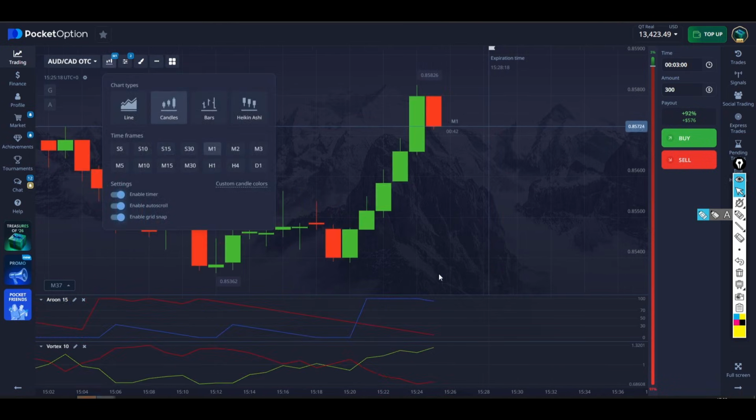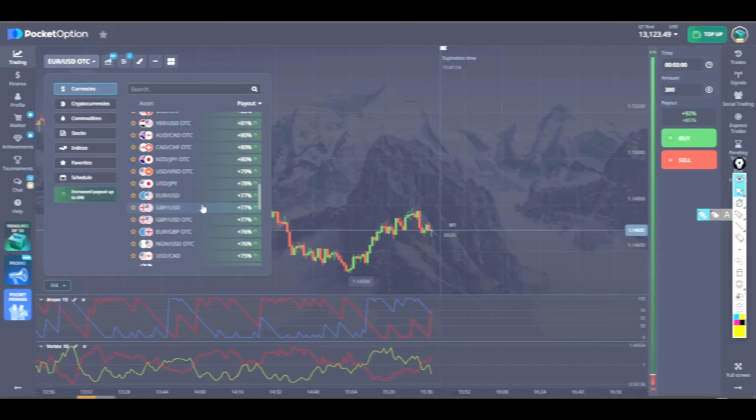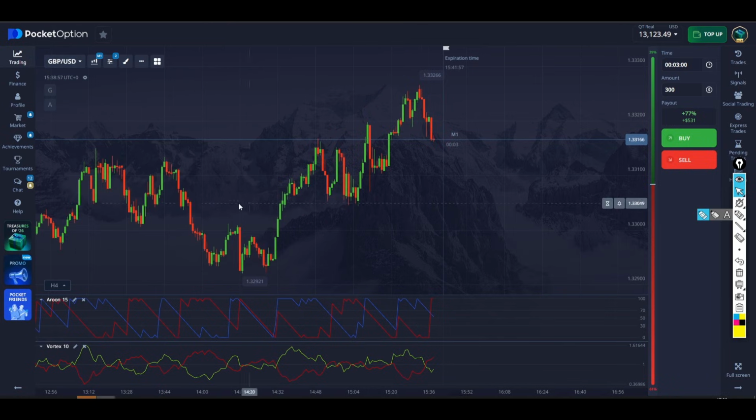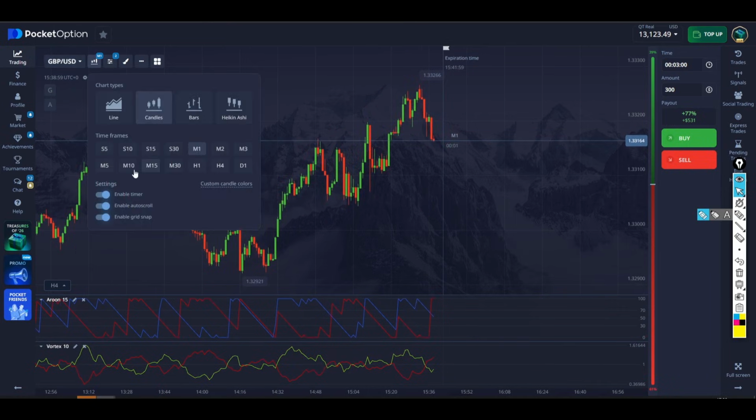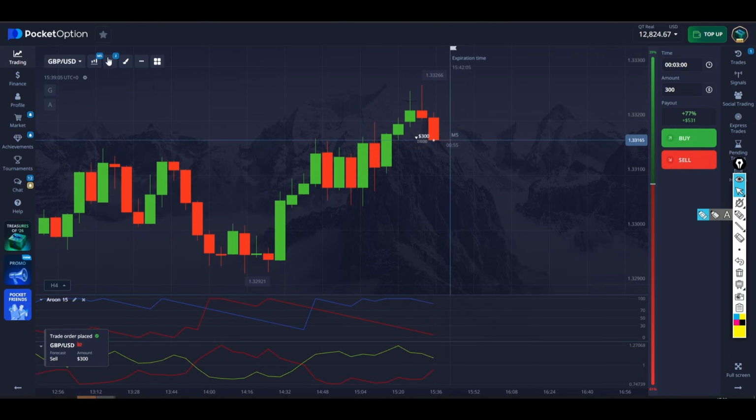Phew, guys, that was a bit stressful. Let's move on to one more trade and lock in the profit. Guys, the final setup. Forex quote on the currency pair British pound US dollar. I'm entering a sell trade on the 1 minute time frame.